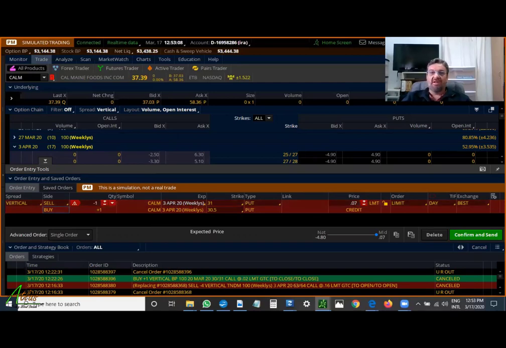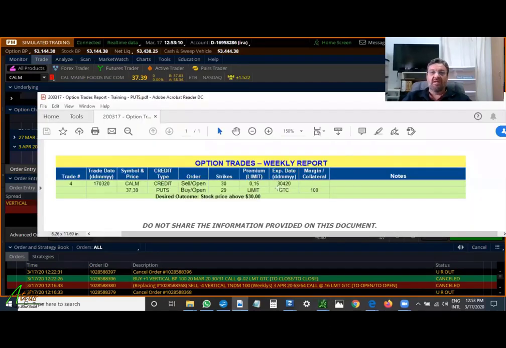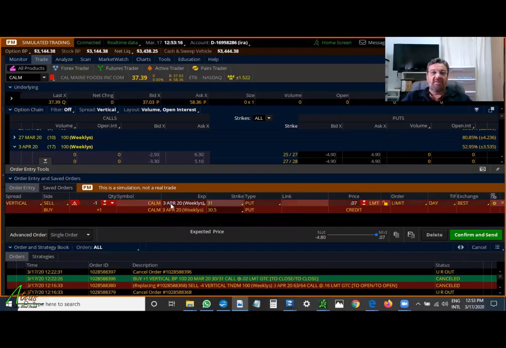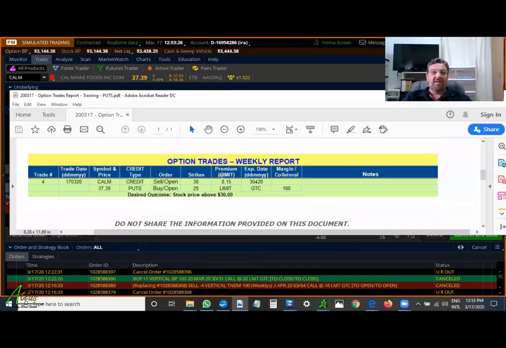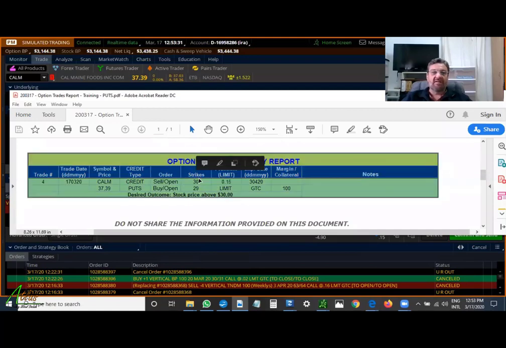I'm going to check here. Do you see here? 3rd of April 2020. So this is going to be the 3rd of April, and the strikes are 30 and 29. How do I know that information? It is coming from this place. Strikes. Here it is. Strike.